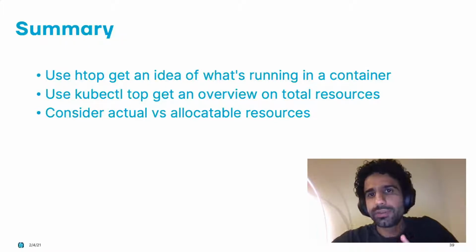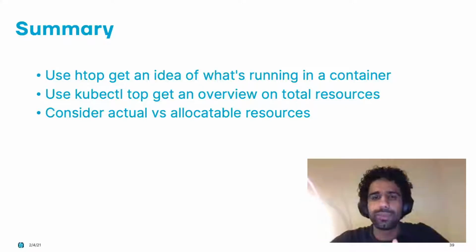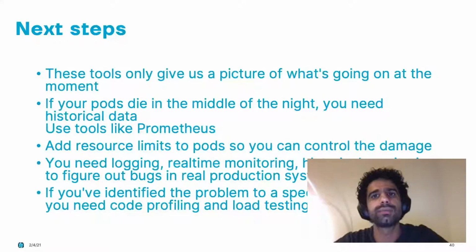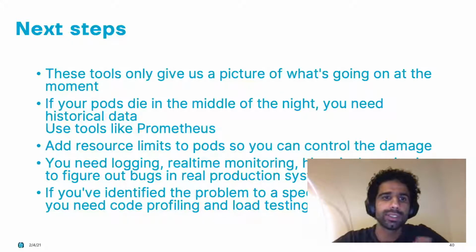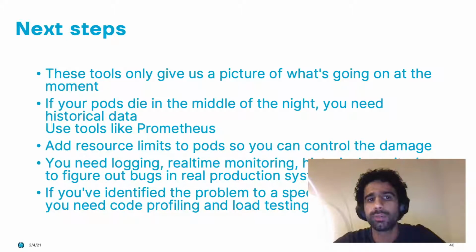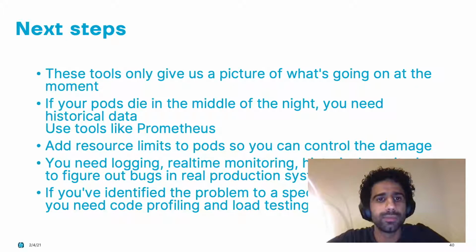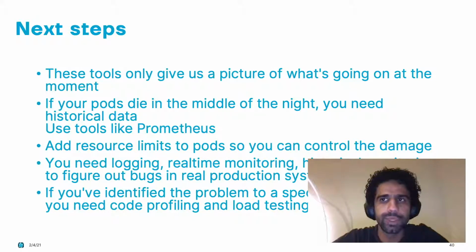So what we've learned so far is basically how you can introspect what's going on right now. But in a real life system, that's not enough. Because if your pods die in the middle of the night, you're not there, you don't have shell access, you're not running kubectl top all the time. So you need historical data. So you can use a tool like Prometheus.